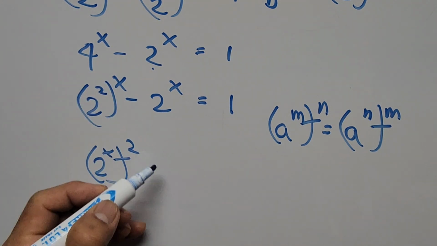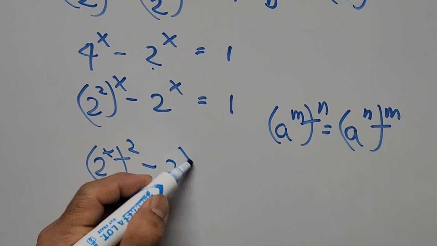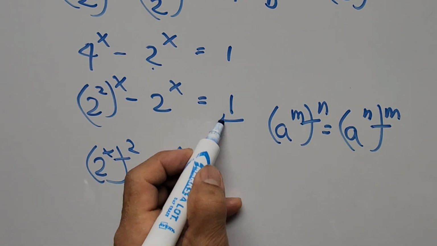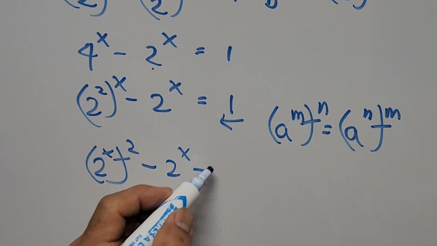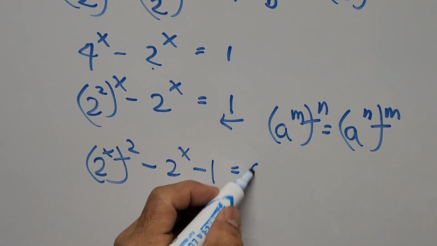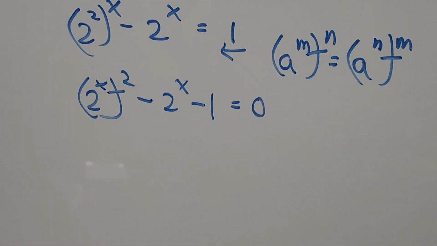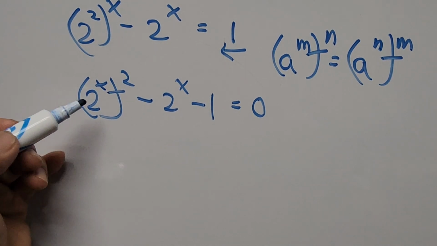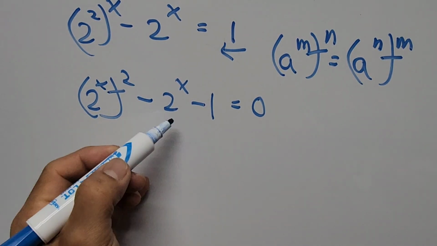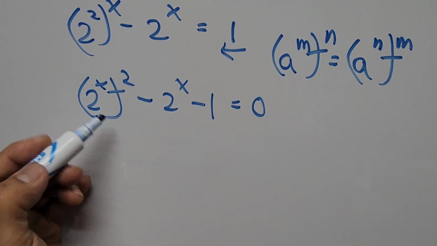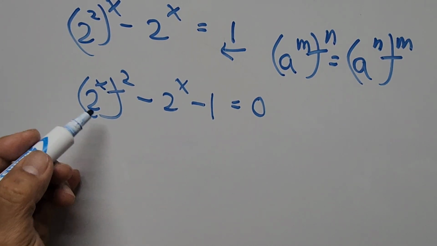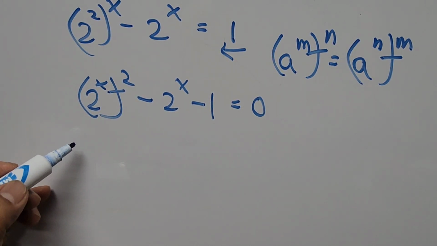Now the second term, minus 2 to the power of x, and we're moving the constant 1 from the right to the left, so this is now minus 1 equals 0. So now what did you notice? We have 2 to the power of x, and here second term 2 to the power of x, and here to the second power, that's the first term. So from here we're using the substitution method, right?